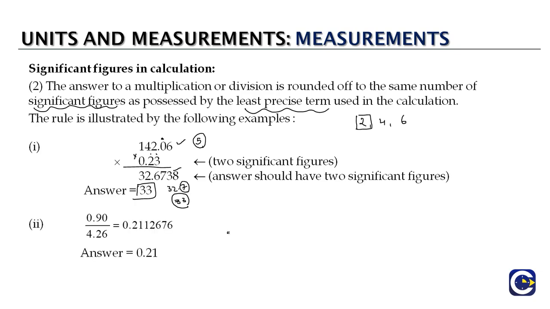Let us look at another example for the division. Here we have 0.90 divided by 4.26. The result is 0.2112676. If you look at the significant figures in 0.90, this 0 is not significant, 9 is significant, this 0 also will be significant. So totally 2 significant figures. The denominator has 3 significant figures. The final value will be rounded off to just 2 significant figures, which means it will be rounded off as 0.21. Now for the rounding off, we will be exactly following the rules that we discussed previously. So this is about the method that we follow to find the significant figures in a calculation.